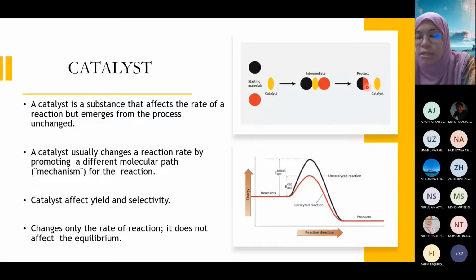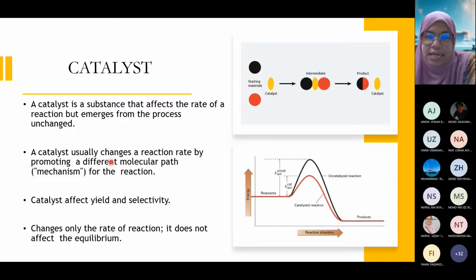Okay, so it will not change in shape. The catalyst is still maintained, except the effectiveness of the catalyst itself to accelerate the reaction will reduce. But the shape of the catalyst, the properties of the catalyst, still maintain.